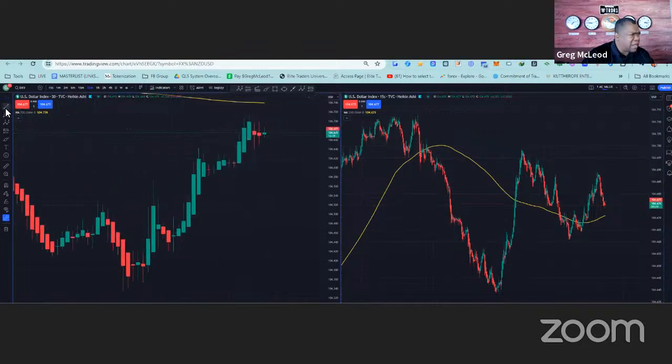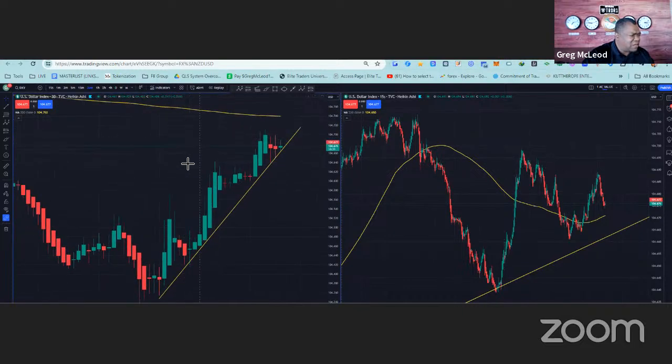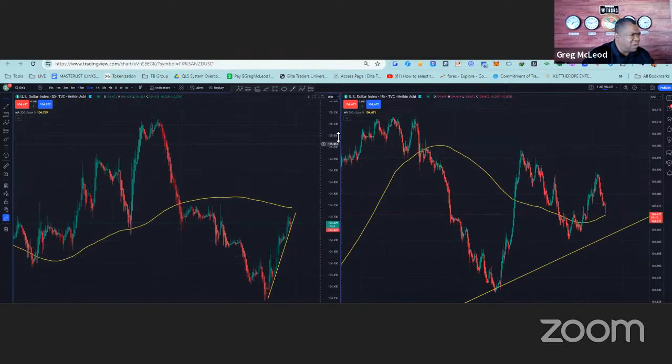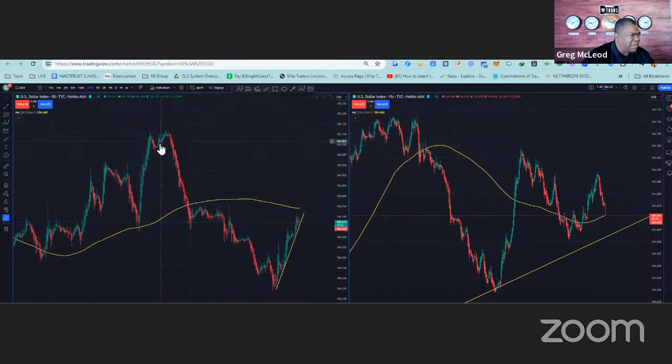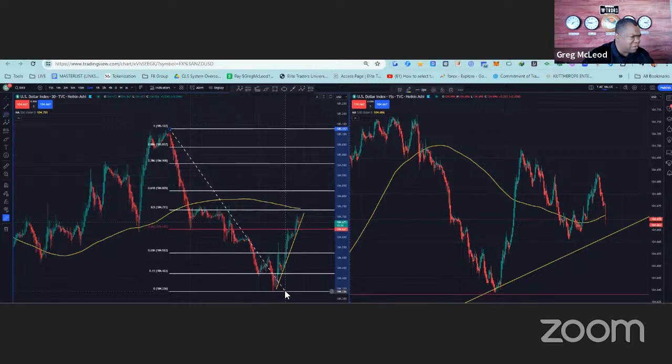We got a nice uptrend. It's been going for a while. The 200 simple moving average is up here, right? That yellow line is a level of resistance that it's bumping up against. We were really coming up off of a big downtrend here in the 30-minute chart, from a high of 105.12 down to a low of 104.33, and we're approaching the 50% retracement.